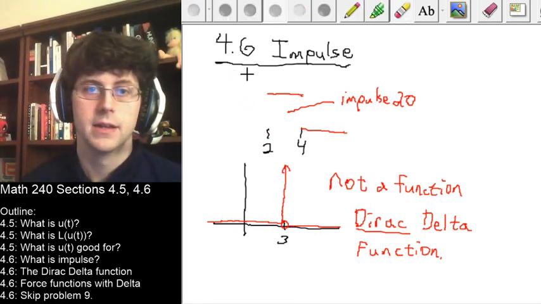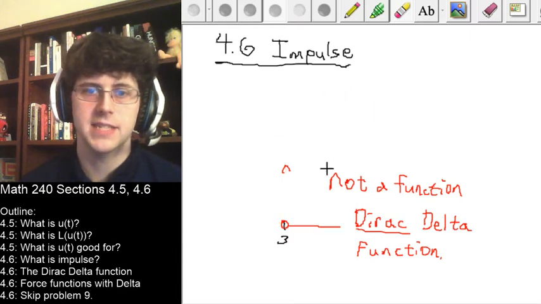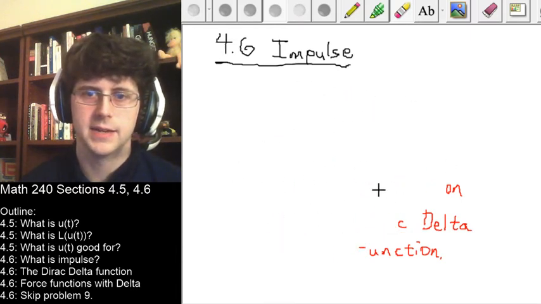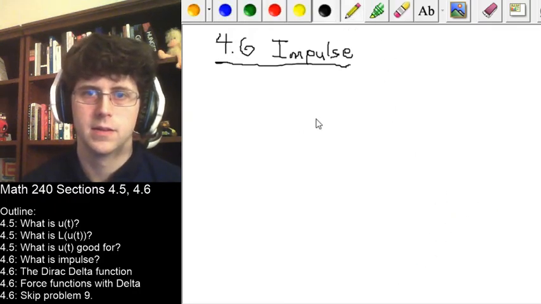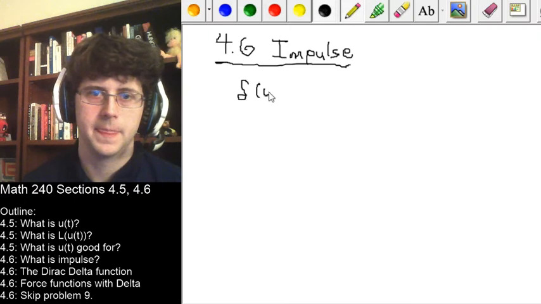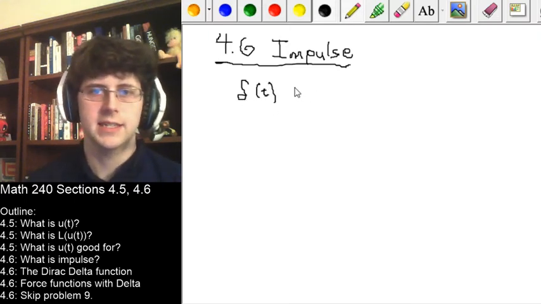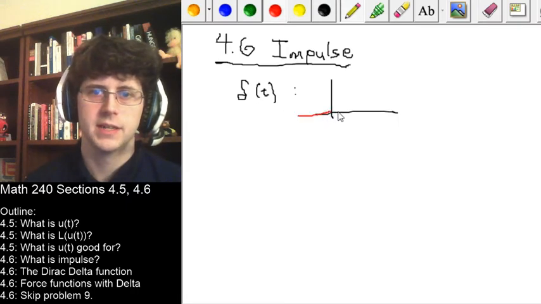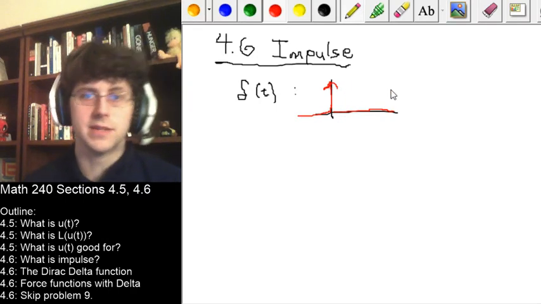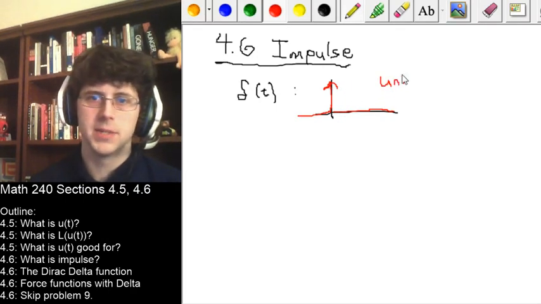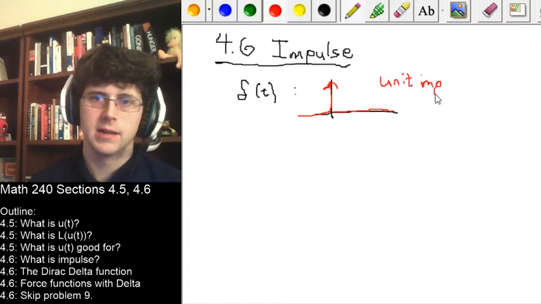Okay. If I write just delta of t, get that down there. So delta of t. Delta of t is the function where there's no force and there's no force, but there's just enough impulse at time 0 to get 1 unit of impulse. So this is a unit impulse at time 0.